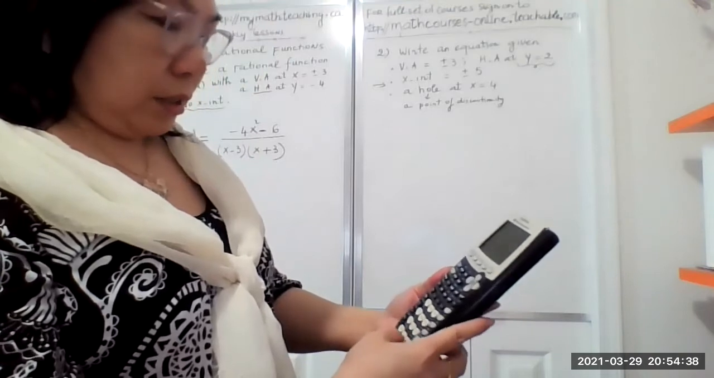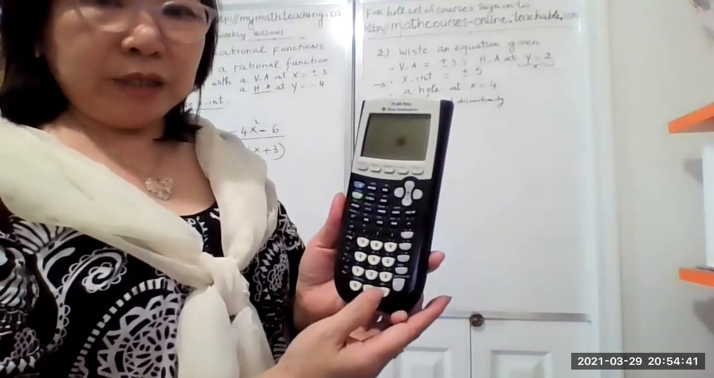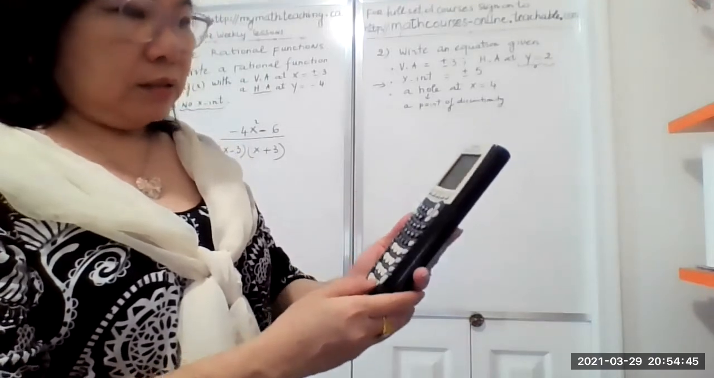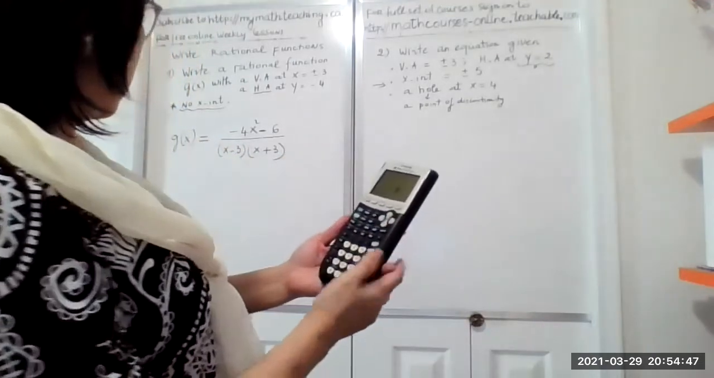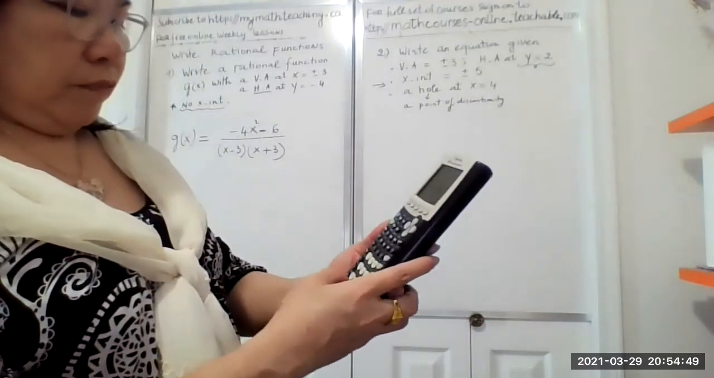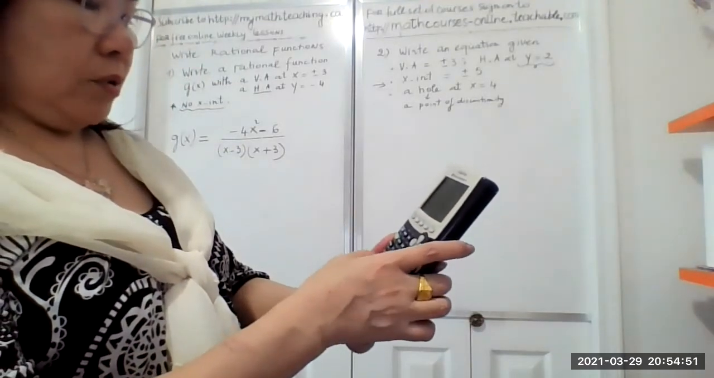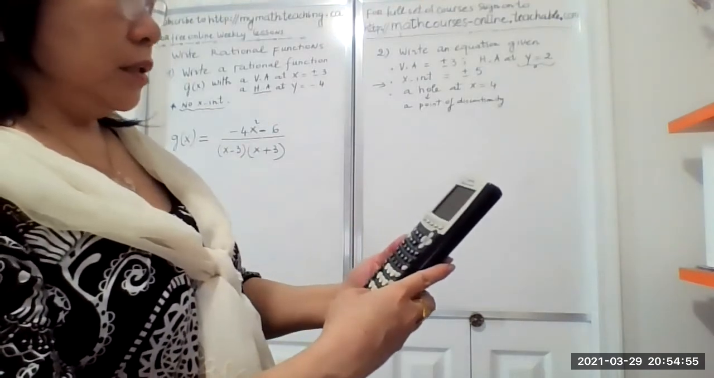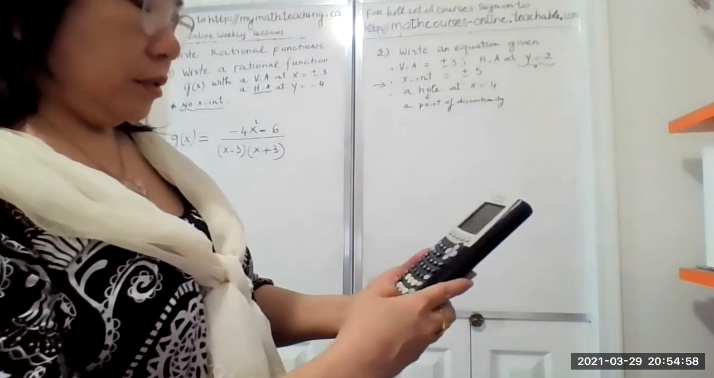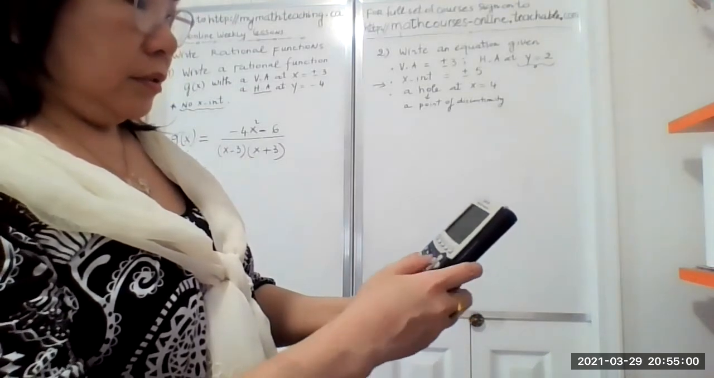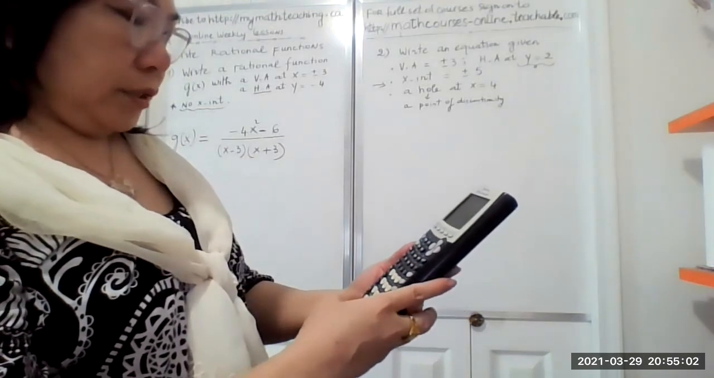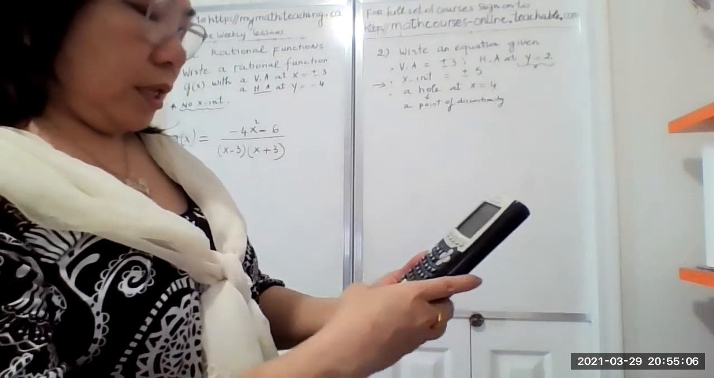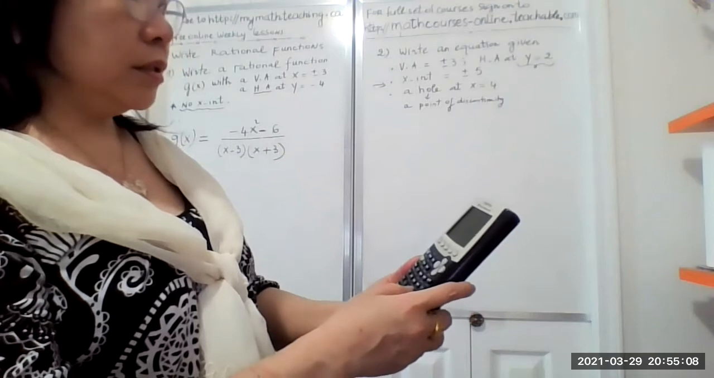So I'm going to key in, and I have to use the minus down here, right? I cannot use this minus here. For the first number, minus 4x squared minus 6, divide, no, sorry. Sometimes I just feel I'd better use my hand. 4x squared minus 6.